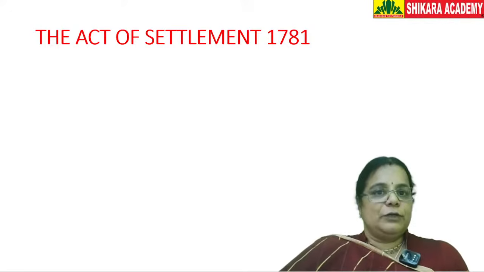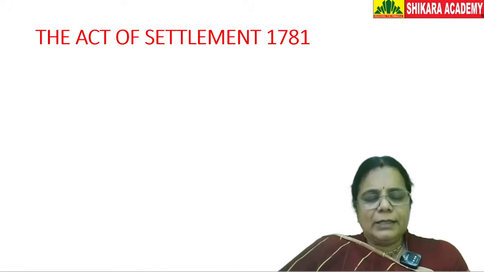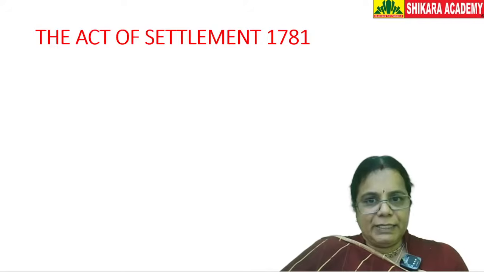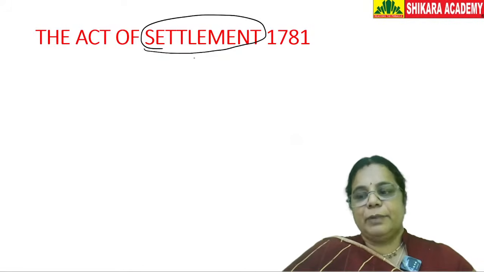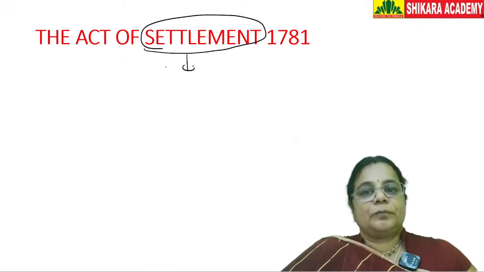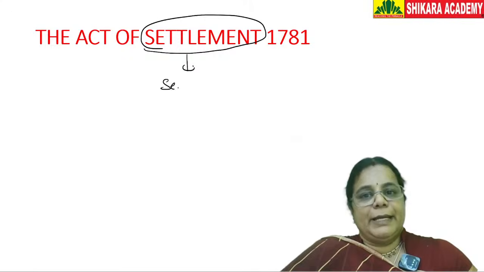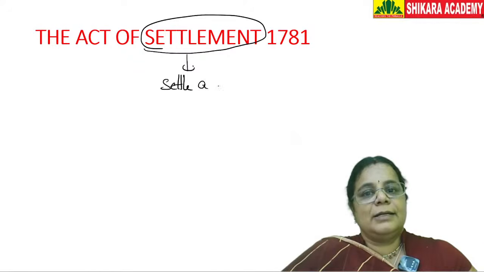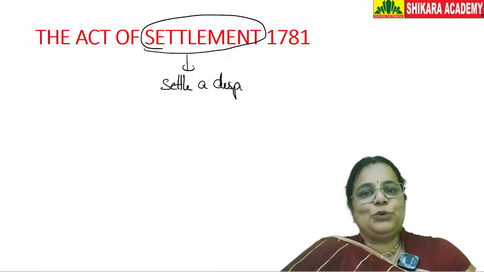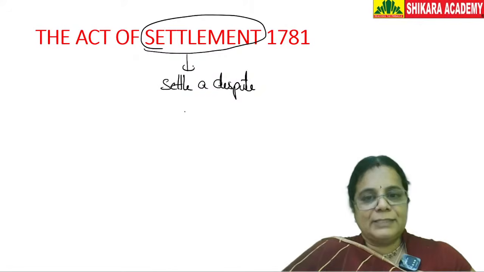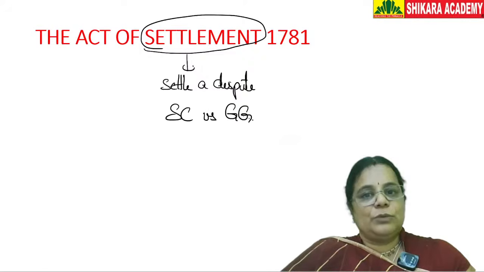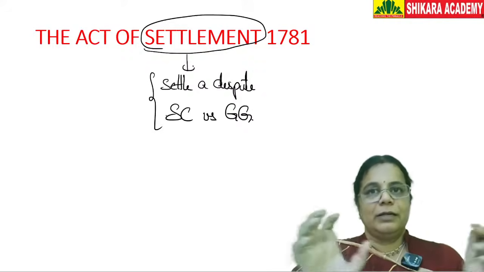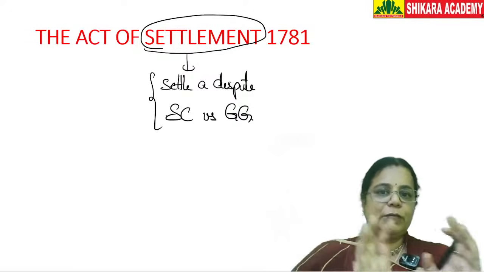The Act of Settlement of 1781 was basically an amendment made to the 1773 law, but why was it called the Act of Settlement? The reason being that this act was basically enacted to settle a dispute between two very important entities of power. One was the Supreme Court, the other was the Governor General. So, primarily, it wanted to clearly define the jurisdiction of the Supreme Court and Governor General.